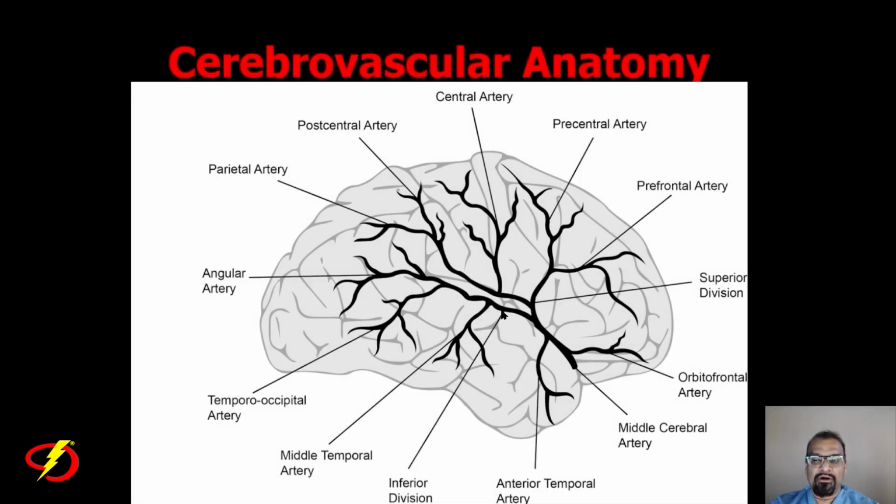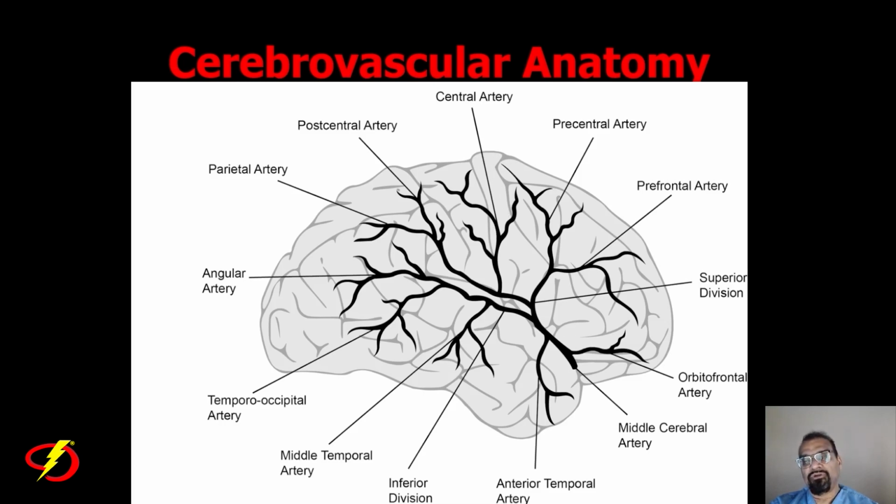Now, the middle cerebral artery has a superior and inferior division, and that's after the M1 segment. It bifurcates into a superior and inferior division. There are multiple branches of the middle cerebral artery named after the areas of the brain they supply. For example, right here in the middle is the central artery. This overlies the central sulcus, which contains the primary motor cortex.